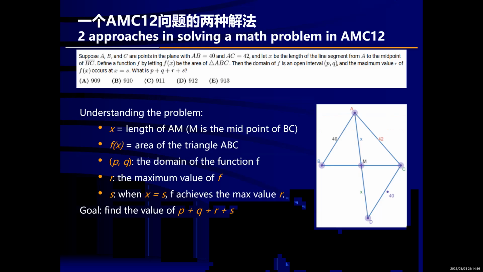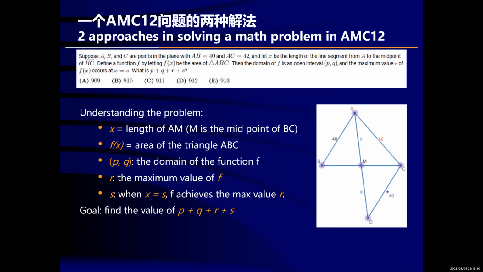Then the domain of the function is an open interval from P to Q. And the maximum value R of the function occurs at x equals S. What is the value of P plus Q plus R plus S? We must understand the problem 100% before we try to solve it.